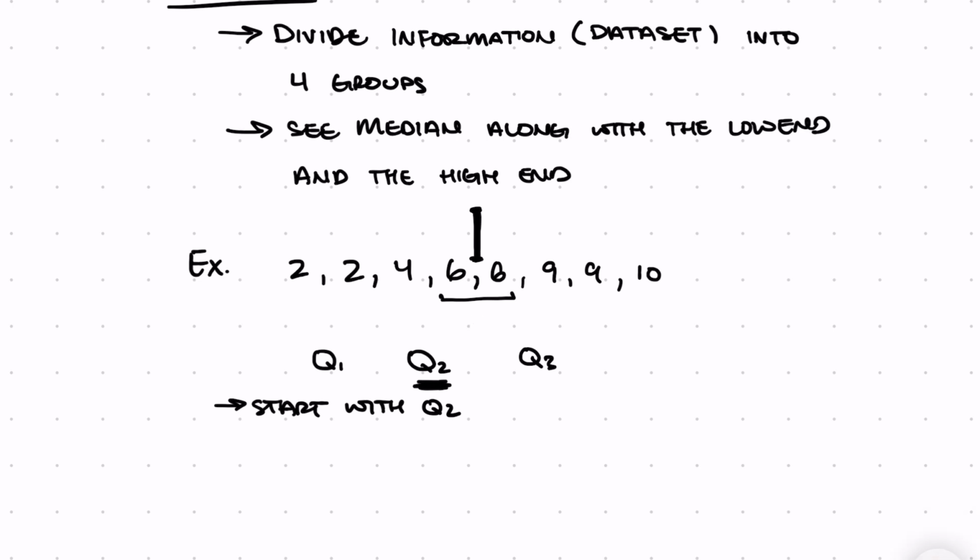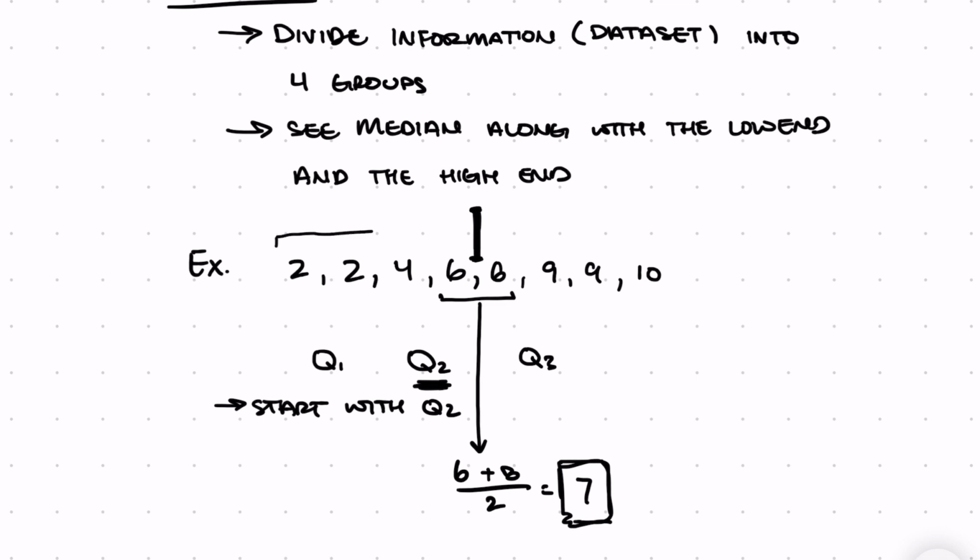So what we're going to do here is, let me draw an arrow right there. And then you're going to find the average. So 6 plus 8 over 2. And you'll see that it's 14 divided by 2. So the average is 7. So then you know that your Q2 is going to be 7. Okay, so that's how you identify that number.